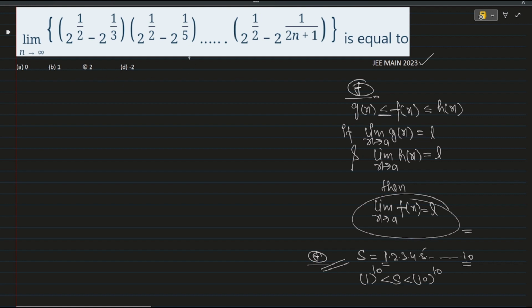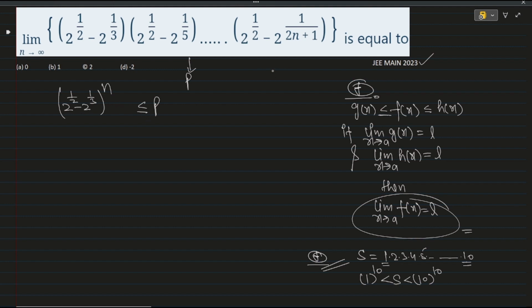So what am I doing? I just took this product as P. Can I say this P will definitely be between, the lowest one, what is it? This is the lowest value, 2 to power 1/2 minus 2 to power 1/3. The lowest value, if I multiply n times. Definitely the values are very close to each other. We can say the product will be greater than this, or we can also say equal to this.